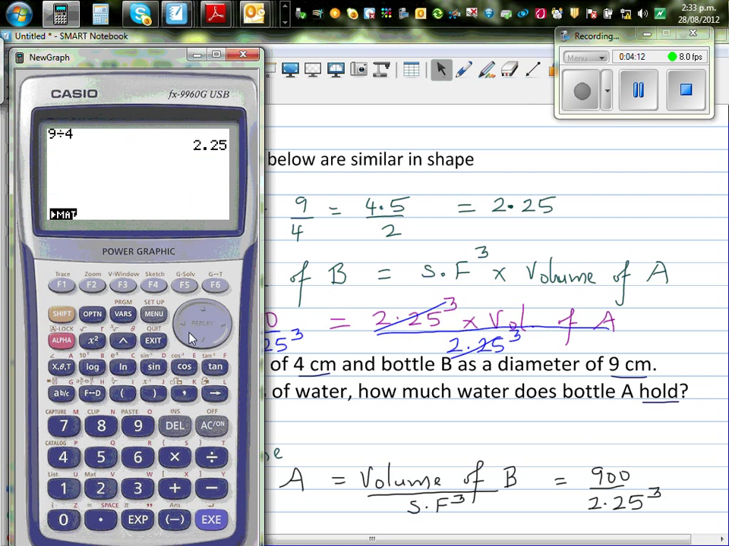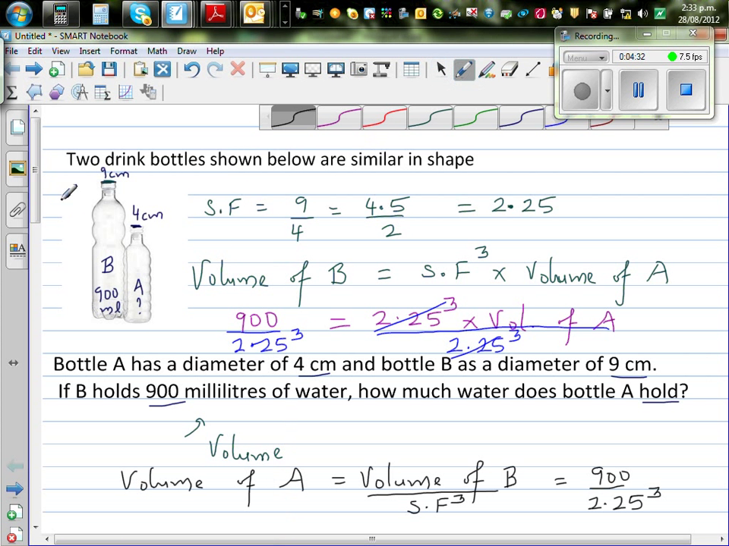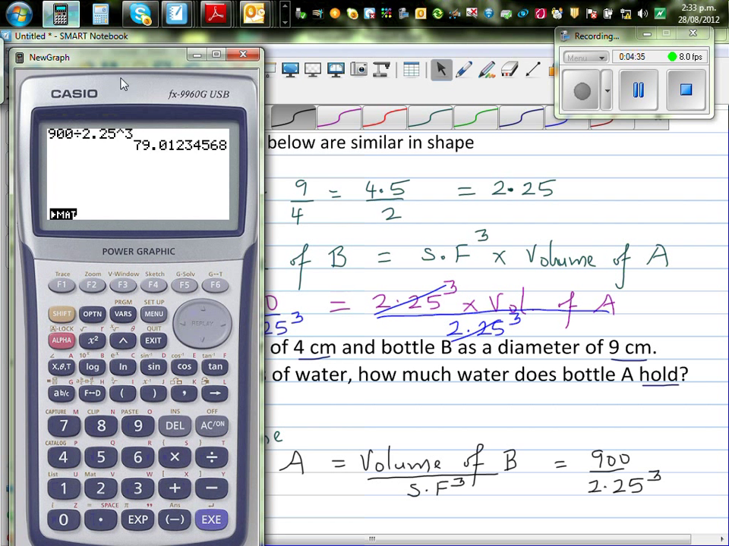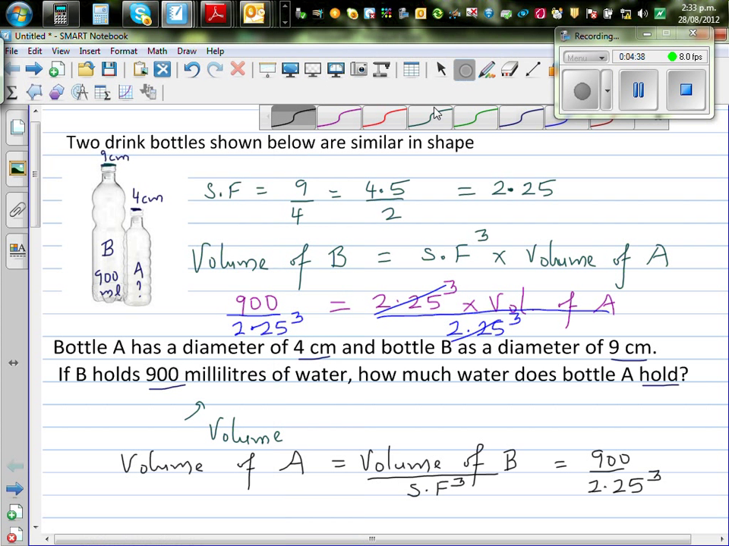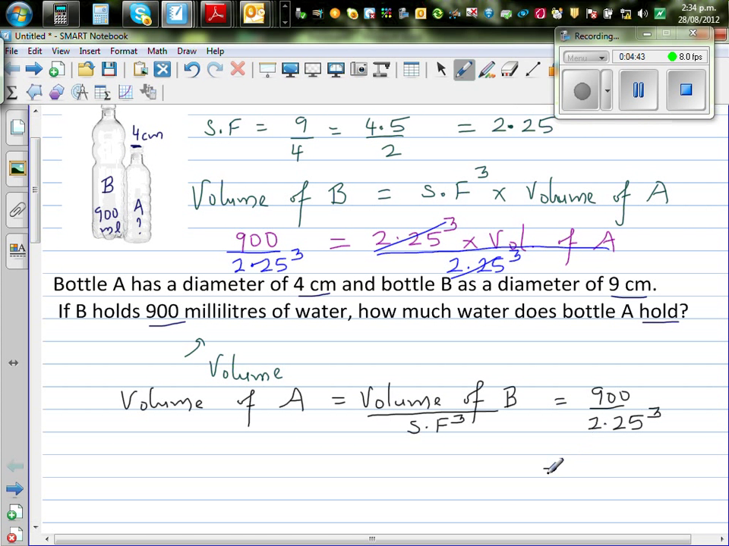So let's get the calculator. This is 900 divided by 2.25 cubed, just like that. That is 79.1. I'm rounding to the nearest 10 because the question asks for the nearest 10, so this is 80 milliliters, rounded to the nearest 10.